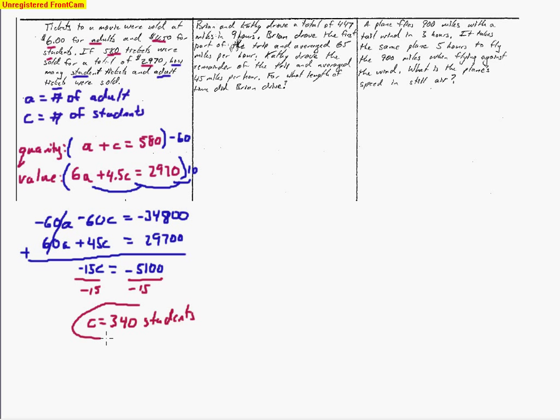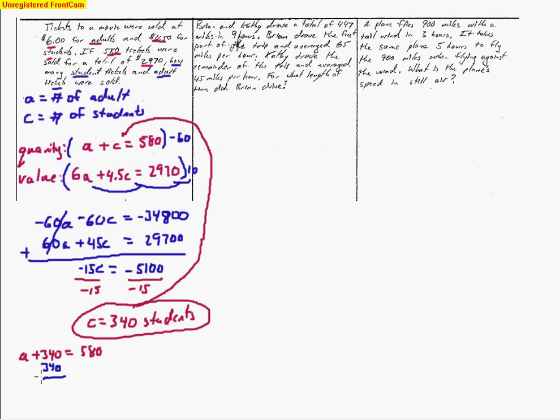Well, how many adults? We just need to subtract that from the total. So I'll do some substitution here, putting that 340 back into this quantity equation for C. So A plus 340 equals 580. Now we just do that subtraction and we'll have our answer. Subtract the 340 from both sides, and it looks like we're going to end up with 240 adults. So a whole lot more students went than adults in this case.